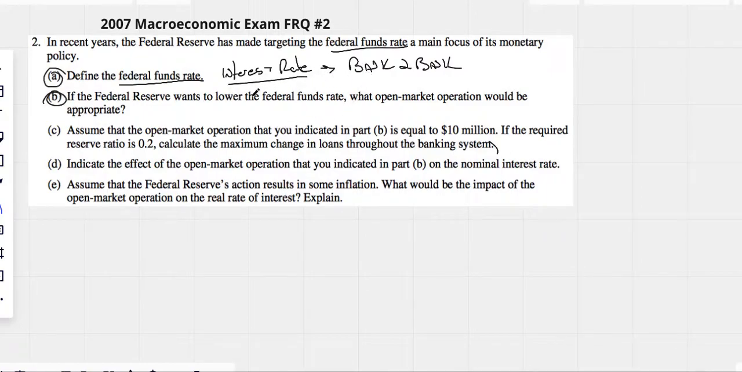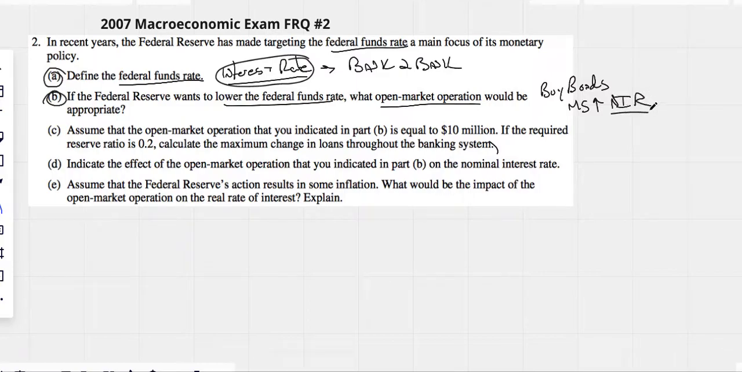If the Federal Reserve wants to lower the federal funds rate, what open market operation would be appropriate? The federal funds rate is just an interest rate. To lower it, the Fed would want to buy bonds. We know when the Fed buys bonds, this makes the money supply go up, which is going to drive down the price of money or the nominal interest rate.